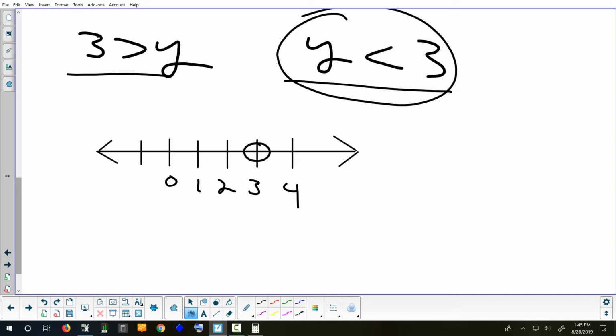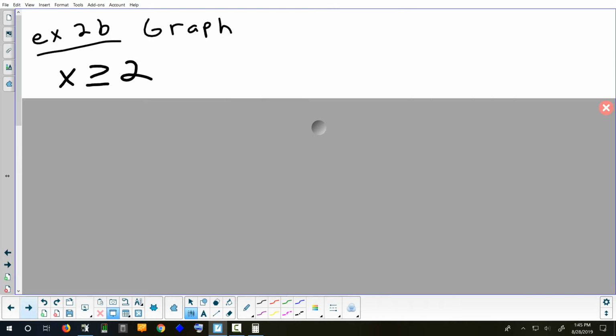3. And shade which way? Yeah, shade to the left. Okay. Is that new for anyone, that kind of graphic? Shading? Okay, I didn't think so.